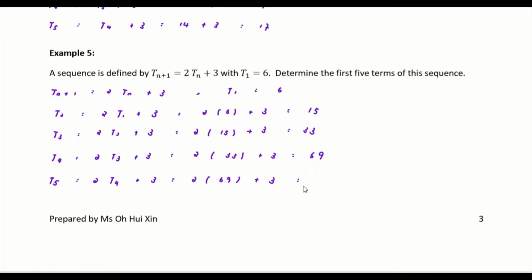Try to avoid yourself from doing that. So 69, think of 69 times 2 or 69 plus 69. That's going to give you 138. So 138, so 141. Okay, so that's the idea. Now same thing, write down the first 5 terms. So we start with 6, 15, and then 33, 69, and then the last one is 141. Okay, now let's move on to the next one.